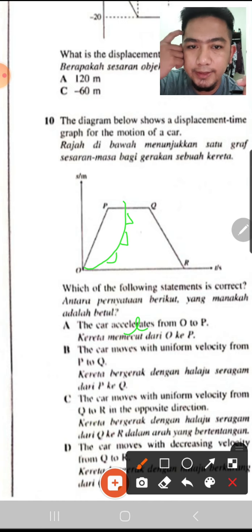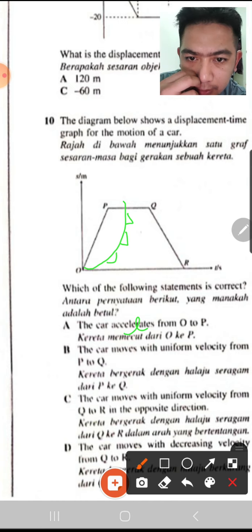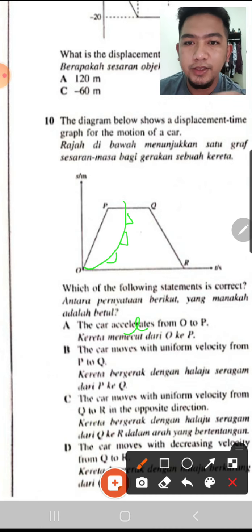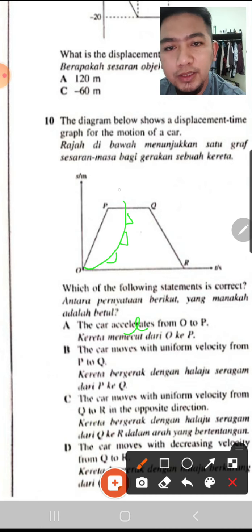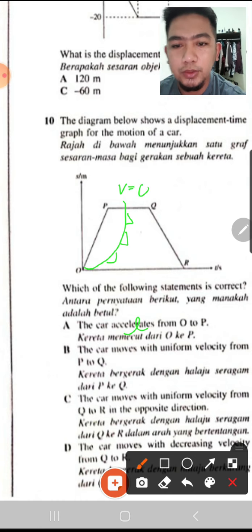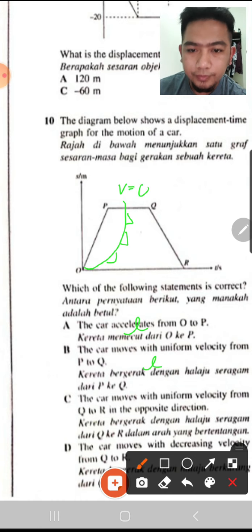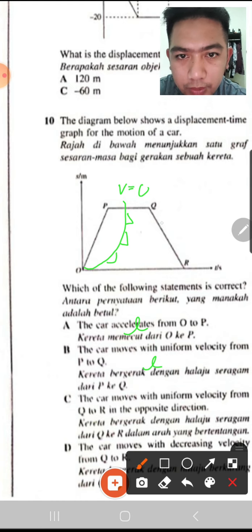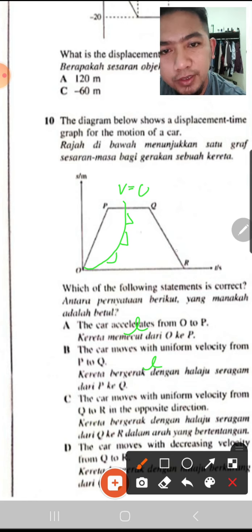We want to find the correct one. So B, the car moves with uniform velocity from P to Q. P to Q. P to Q is not uniform velocity. Okay, here its velocity is 0. Okay, that's why B is also wrong. C, the car moves with uniform velocity from Q to R in the opposite direction. QR, yes. This is uniform velocity, right? This one is correct. In the opposite direction, yes.